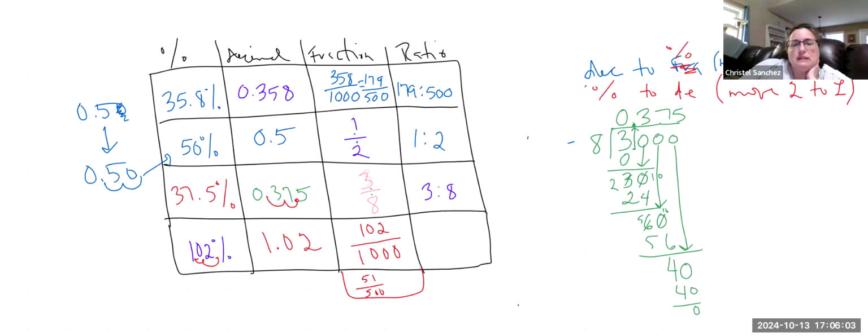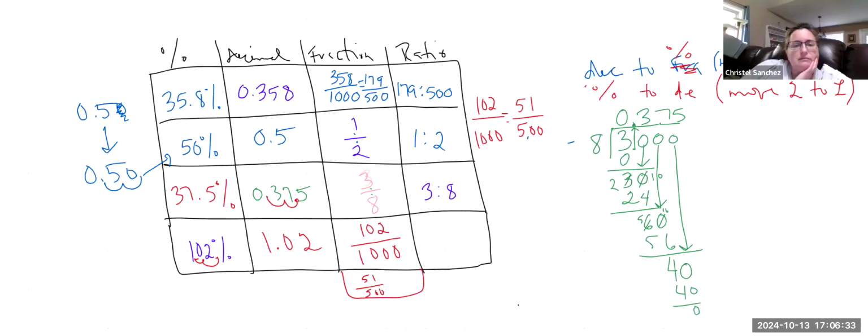So what we did is we took the 102 over 1,000 and we divided it by 2 to reduce it. So 2 goes into 102 51 times, and 2 goes into 1,000 500 times. So our fraction would be 51 500ths. Now, how would I write that as a ratio?